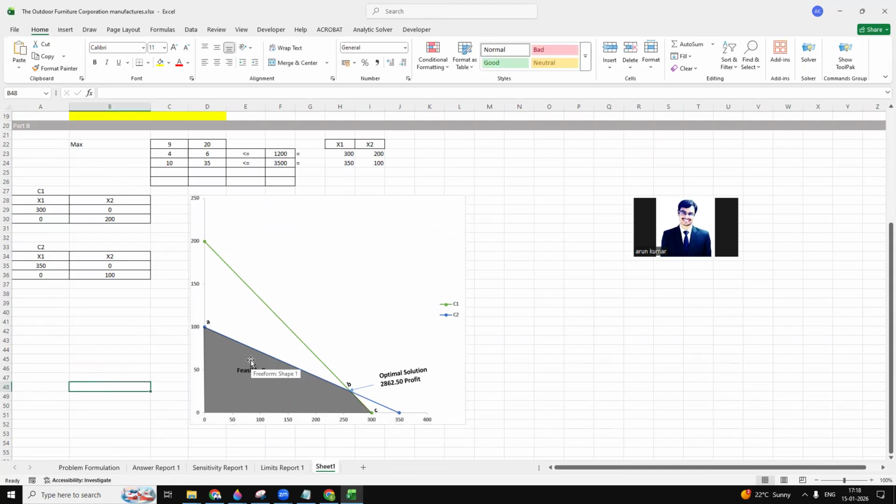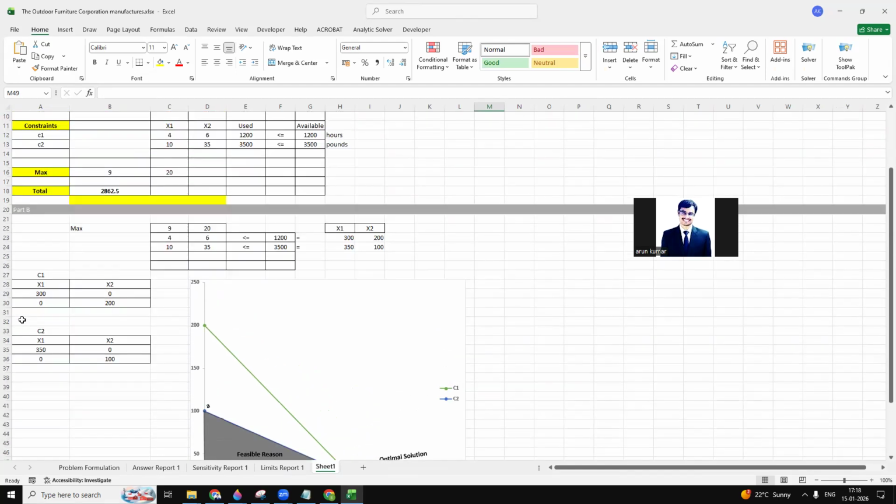So here we need to make a graph, and this is the shaded portion with points A, B, and C. So this gray area becomes the feasible region, and the optimal solution is 28.62, which lies here between A, B, and C, in the middle of it. So this is our optimal solution where C1 and C2 are the points appearing here. So this is the whole solution which they have asked for in the question.